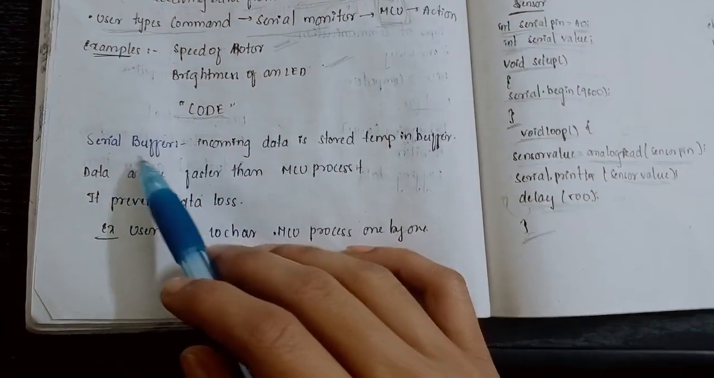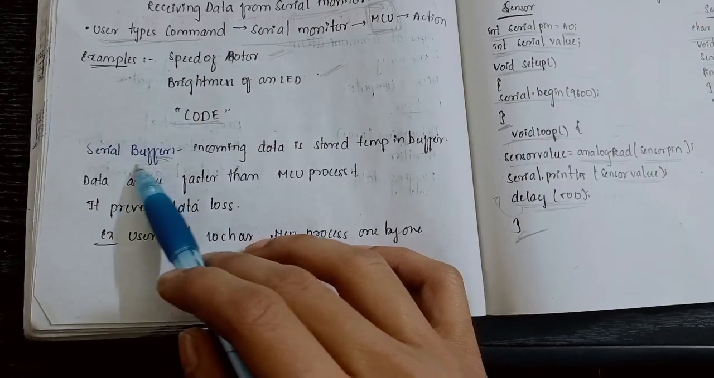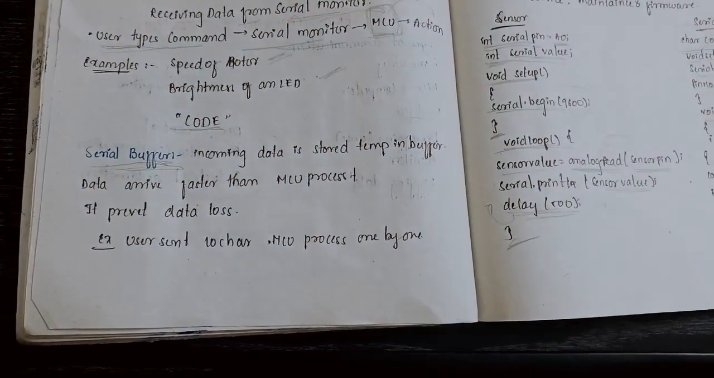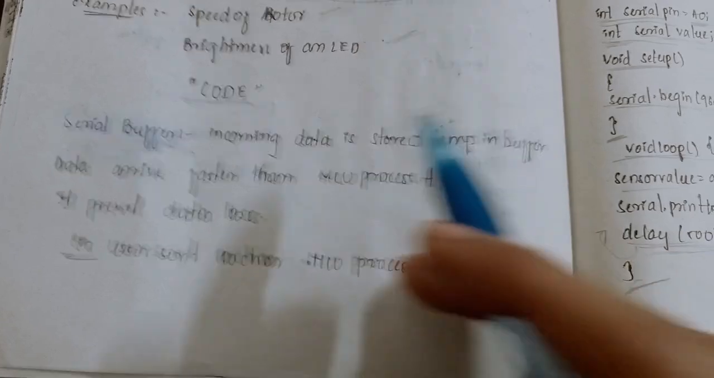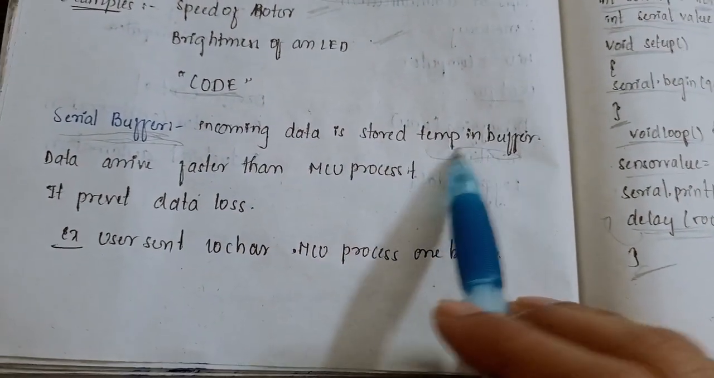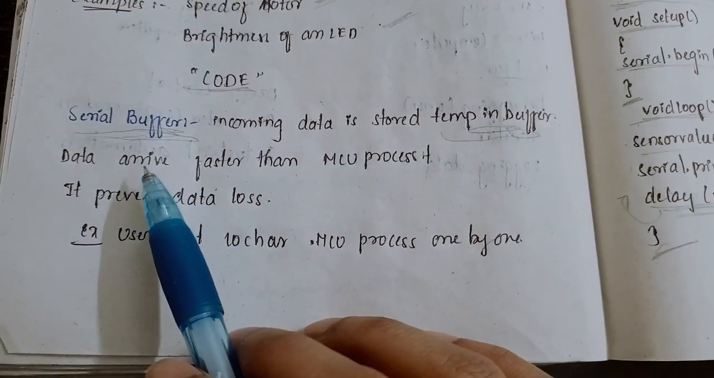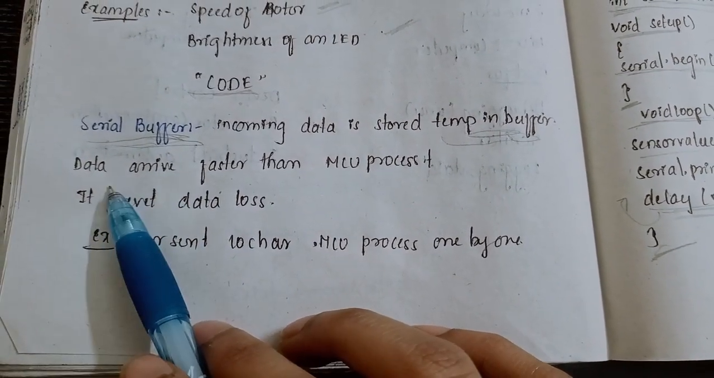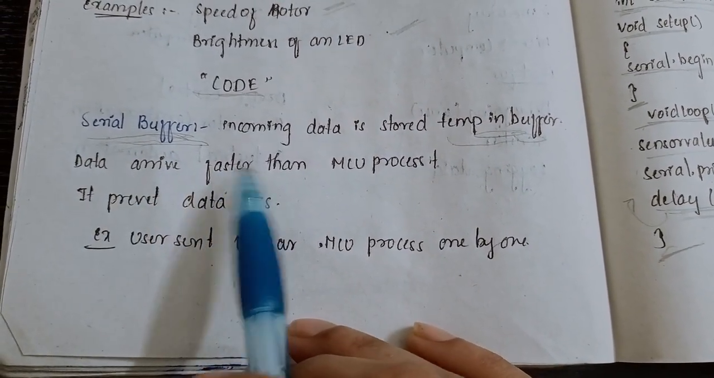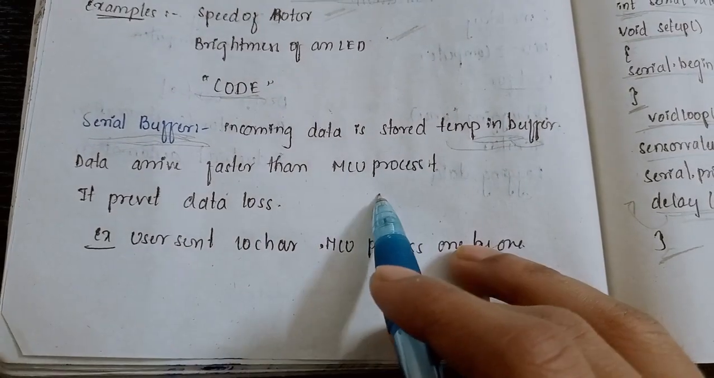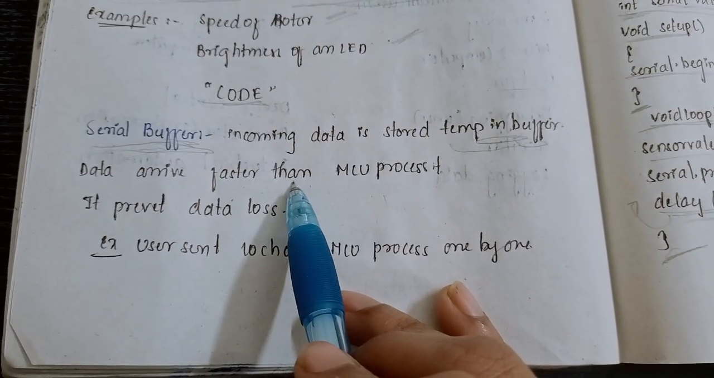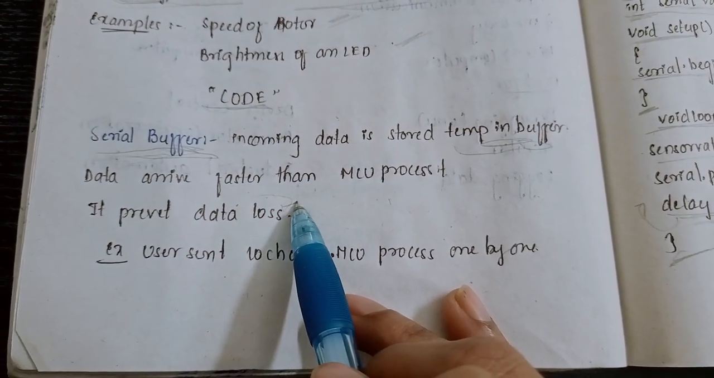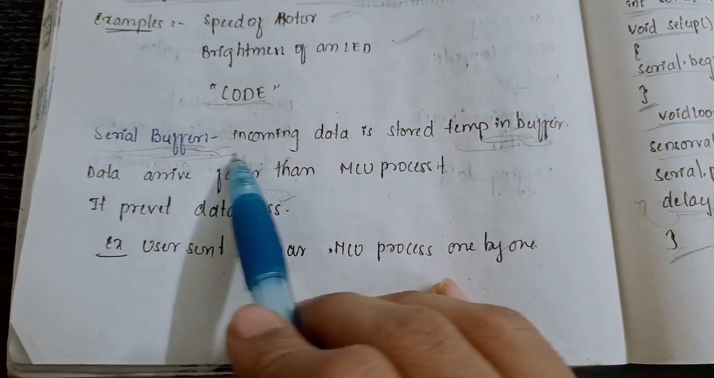So this is an interesting topic, the serial buffer. Why do we use a serial buffer? As we know, incoming data is temporarily stored here in the buffer. The data speed would be faster than the processing speed of the MCU. So when this condition arrives, we might lose the data. To prevent this, we will be using the serial buffer.